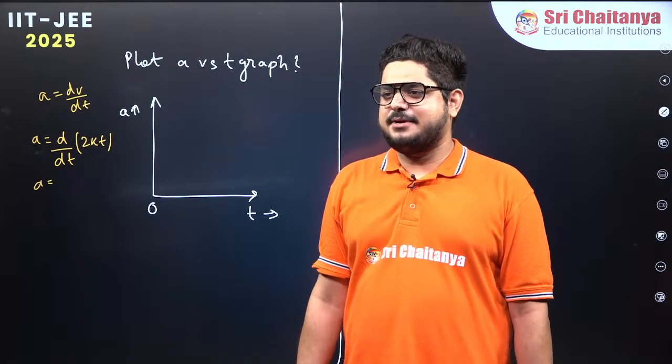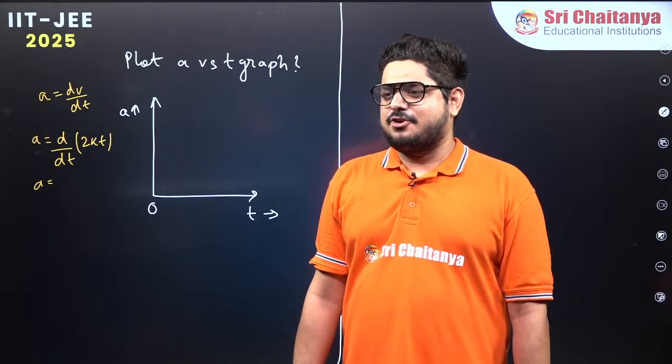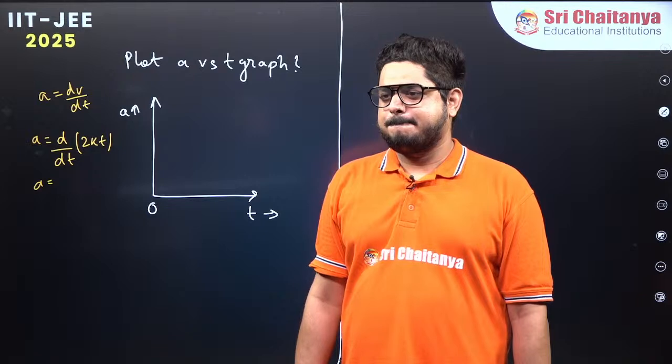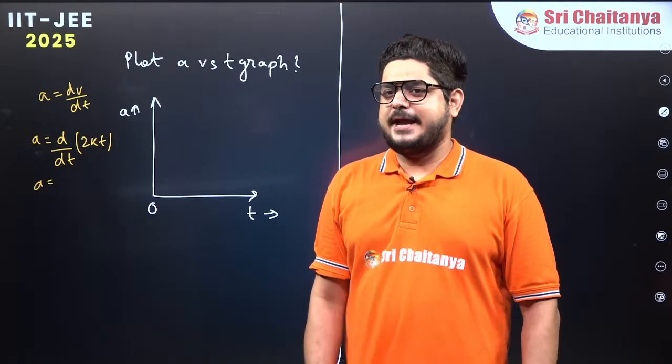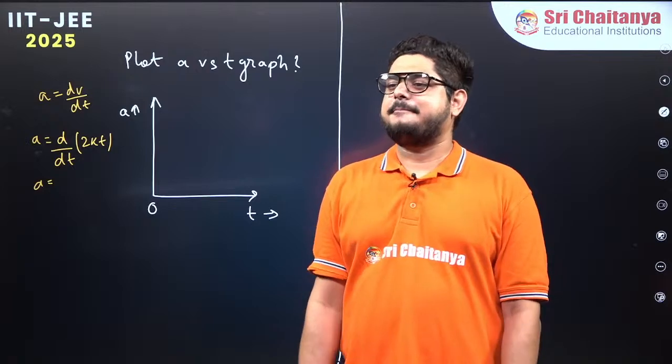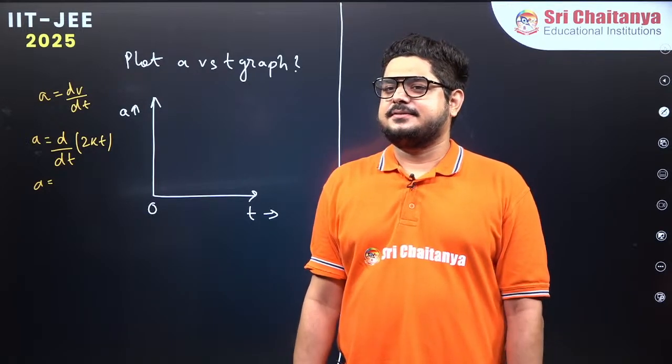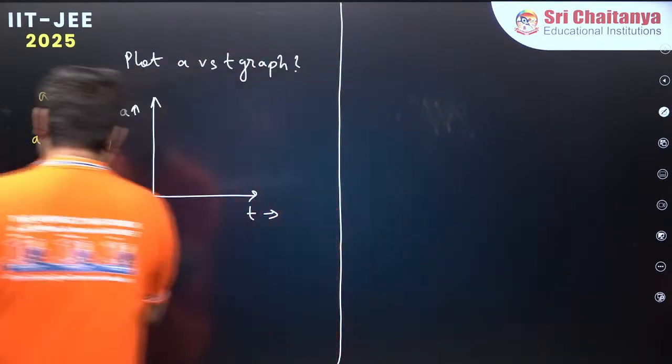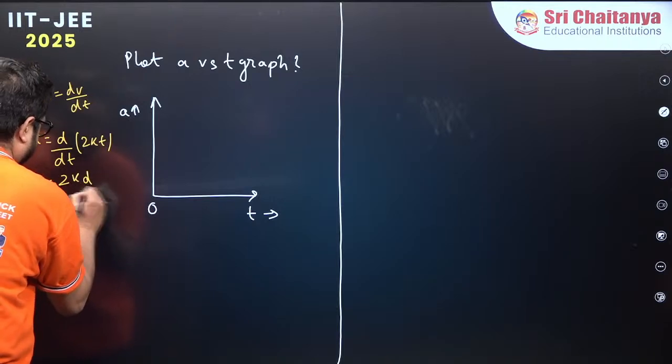Let's see whether we are able to recall differentiation or not. 2k. Everyone write it down, keep on writing. Yes, it's going to be 2k. 2k will be coming outside d by dt of t.